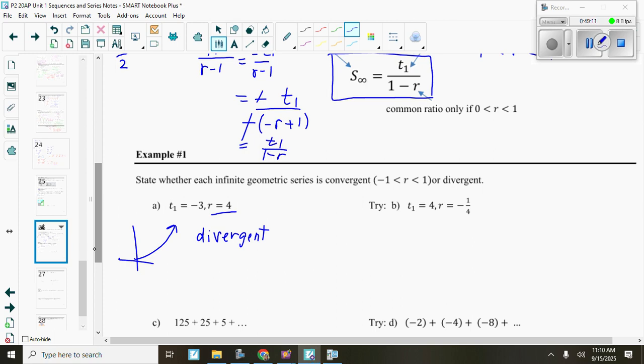How about this guy? All you have to do is look at the common ratio. Does it fall between negative 1 and positive 1? Absolutely. It's a proper fraction and it's negative. So because of that, yes, this is convergent, so we can now use that sum formula.